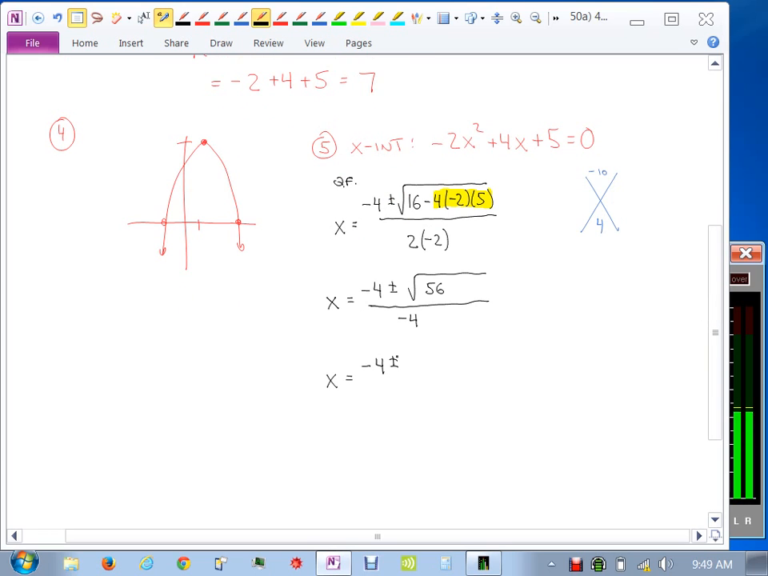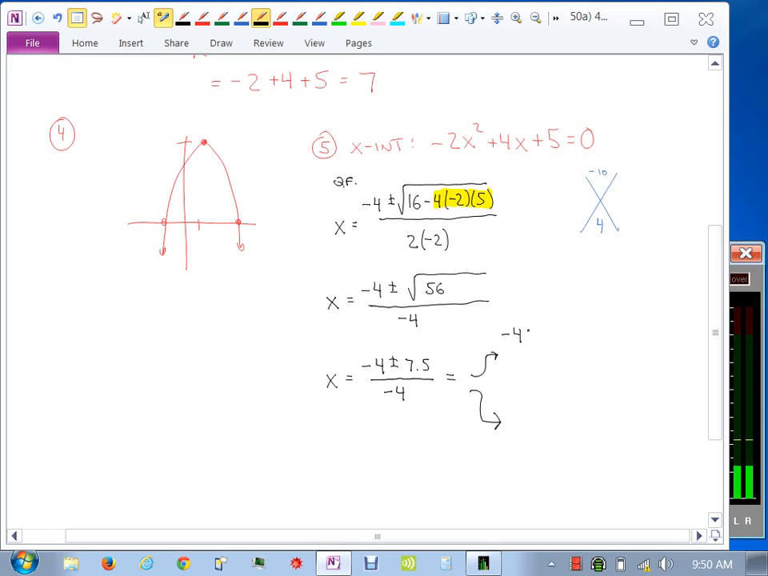Now, because these are x-intercepts, I'm going to have to get on my calculator and figure out what the square root of 56 is. The square root of 56 on my calculator is about 7.5. We'll just go one decimal point, 7.5. I'm actually getting 7.48331, but 7.5 will work, over -4. Now, remember, don't cancel those -4s. You've got to put everything together on top first and then come through at the end with that division.